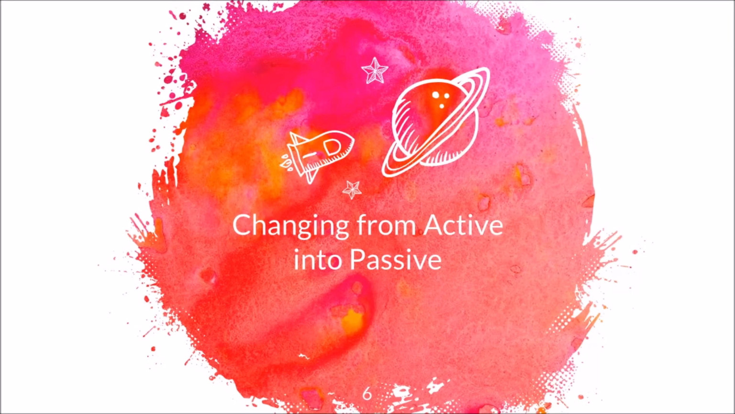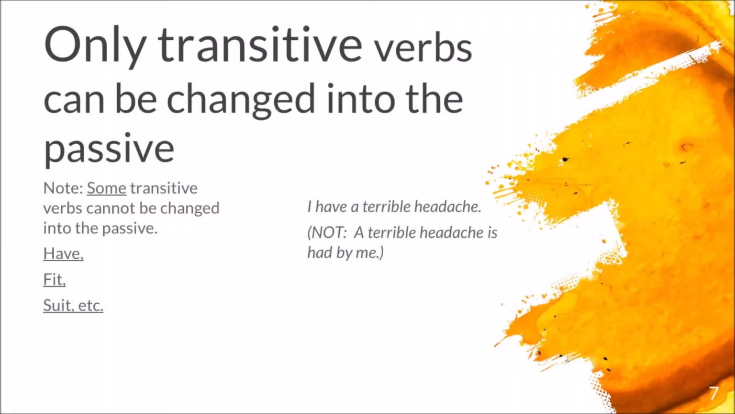Changing from active into passive. Only transitive verbs can be changed into the passive voice, but there are some transitive verbs that cannot be changed into the passive, like the verbs have, fit, suit, and some others. Because if we have an example like, I have a terrible headache, this is not possible to be changed into the passive voice because it doesn't make sense if we say a terrible headache is had by me.